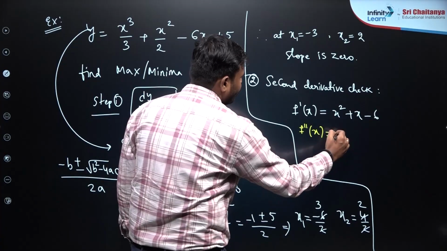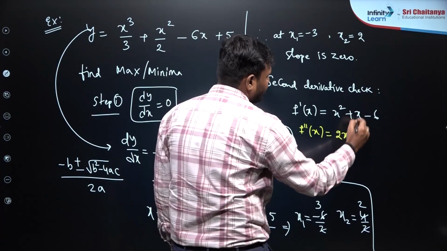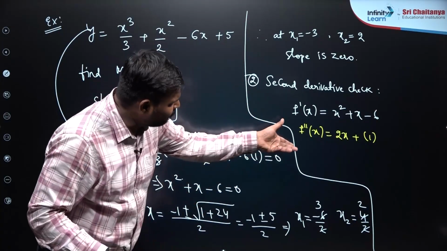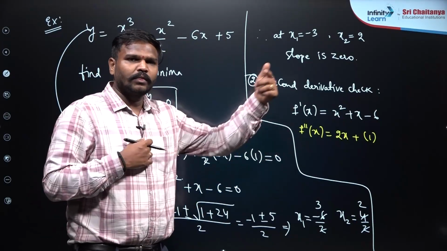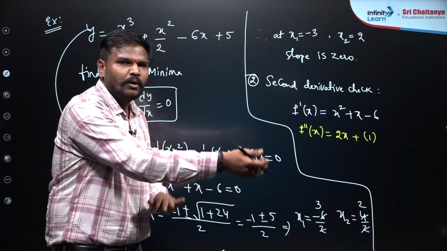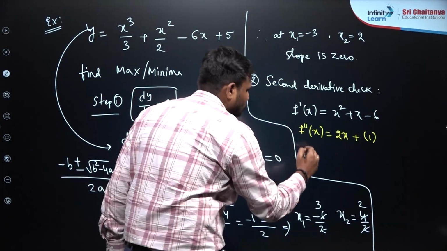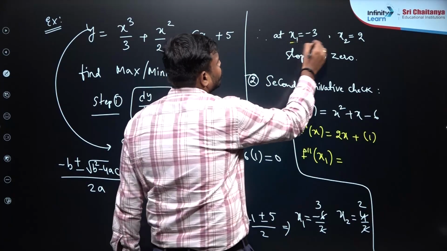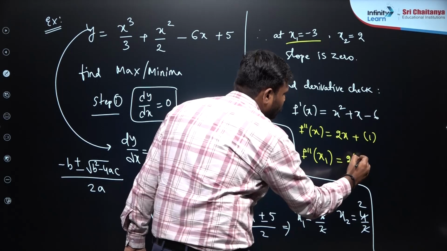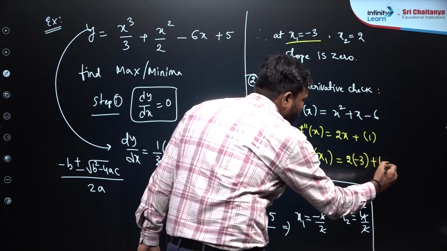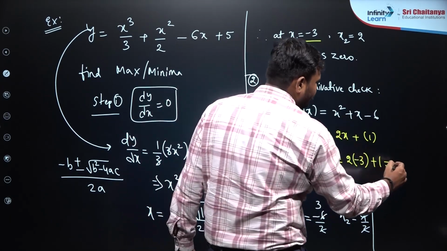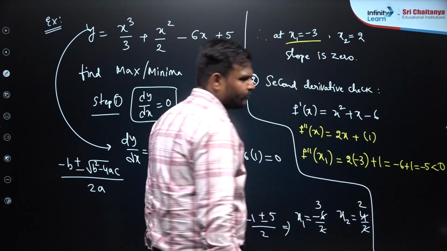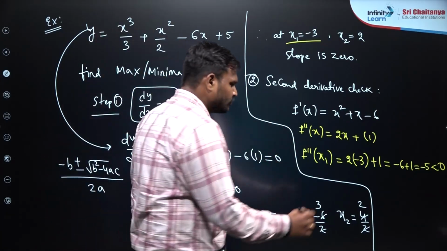What is the derivative of x square? 2x plus what is the derivative of x? 1. Now if second derivative is greater than 0 means minima, less than 0 maxima. So substitute at x1, f double dash of x1. How much is x1? Minus 3. 2 into minus 3 plus 1, which is minus 6 plus 1, minus 5, less than 0. So minus 5 is a negative number, less than 0, sir.